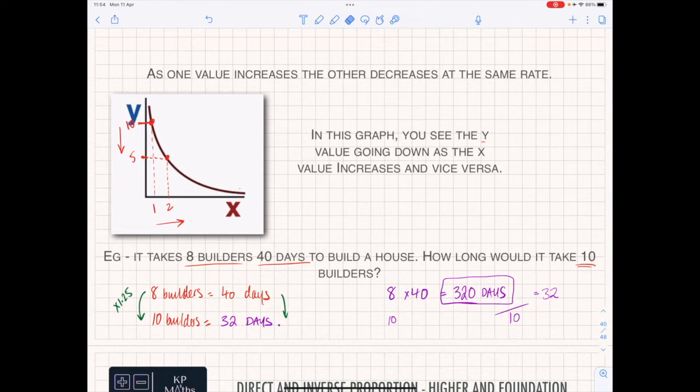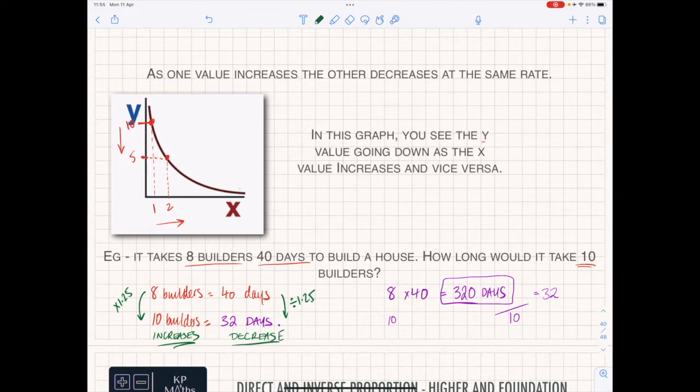So because this is now inverse proportion, you're multiplying that left-hand side by 1.25. So here, you end up dividing that by 1.25. And when you do 40 divided by 1.25, you end up with 32 days. So remember, as one value increases, this value should decrease, because we're talking about inverse proportion here.